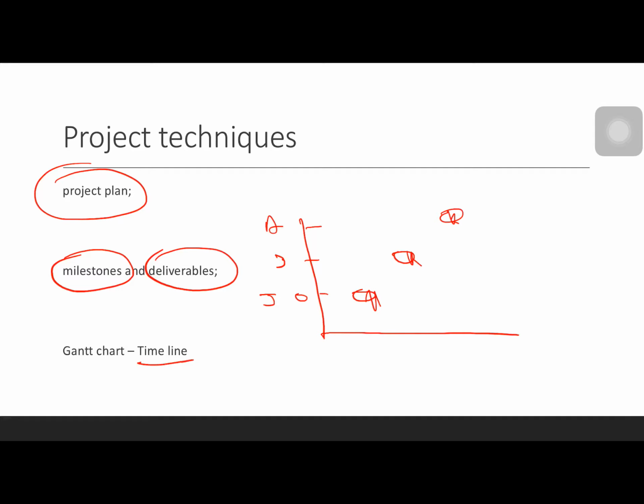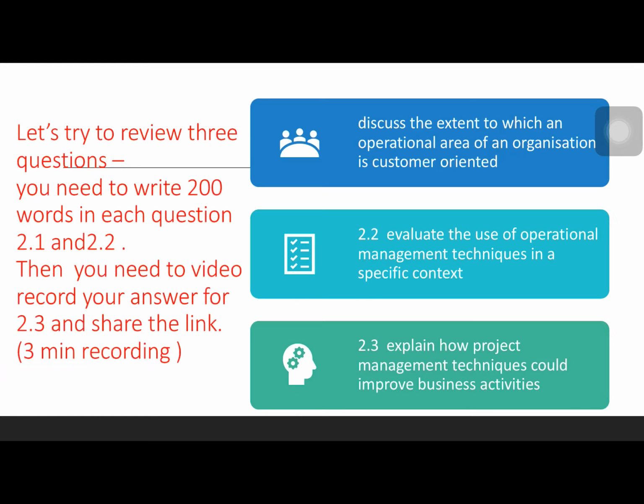Another project management technique is the timeline. That means January, February, March, April, May: you list down your activities and when you are trying to achieve them. We call that a timeline. I will be sharing some documents on Gantt charts, timelines and project techniques to support. However, for the video explanation, this is exactly what we intend to cover.